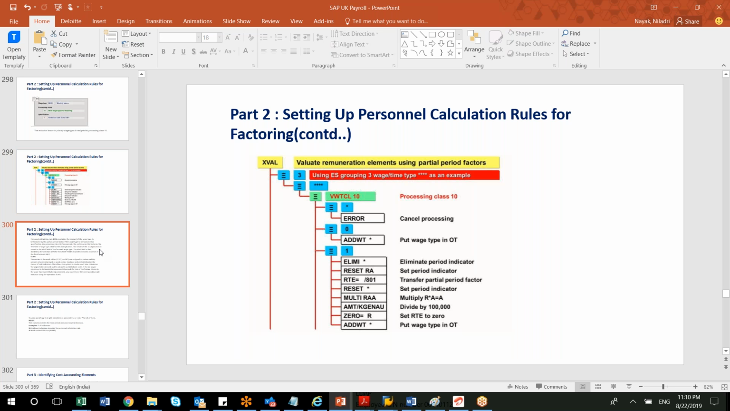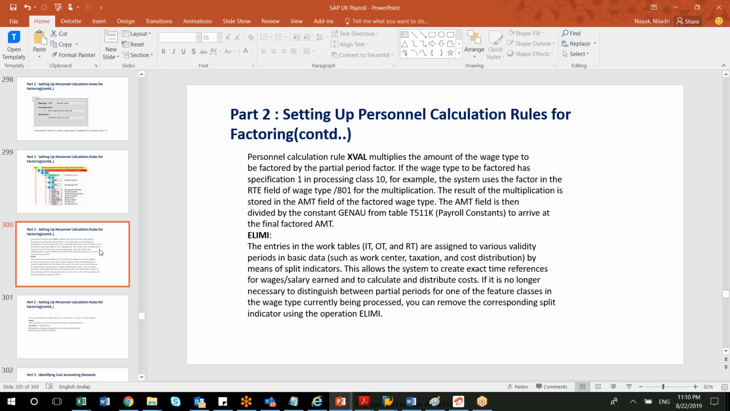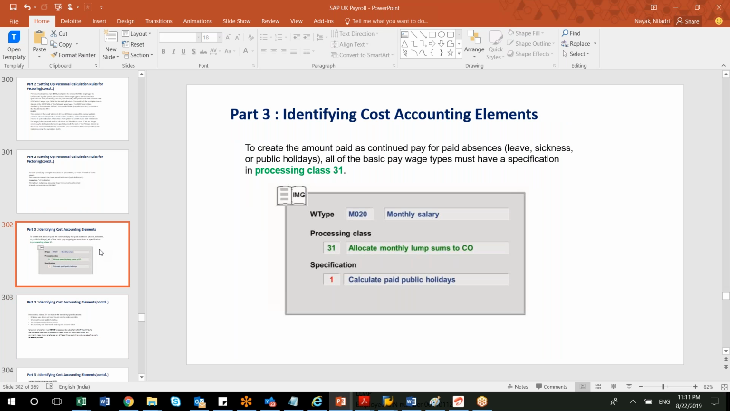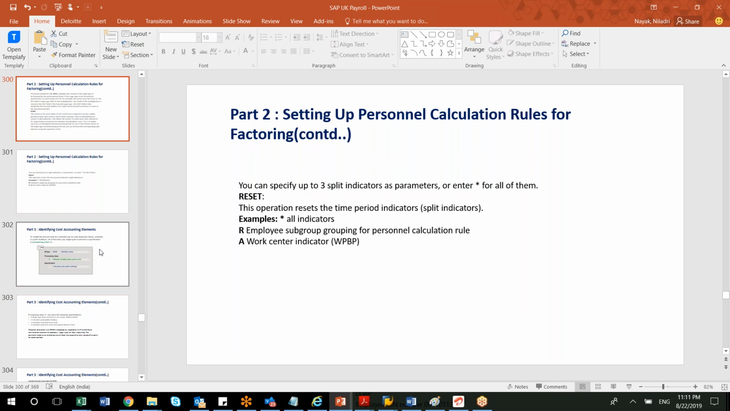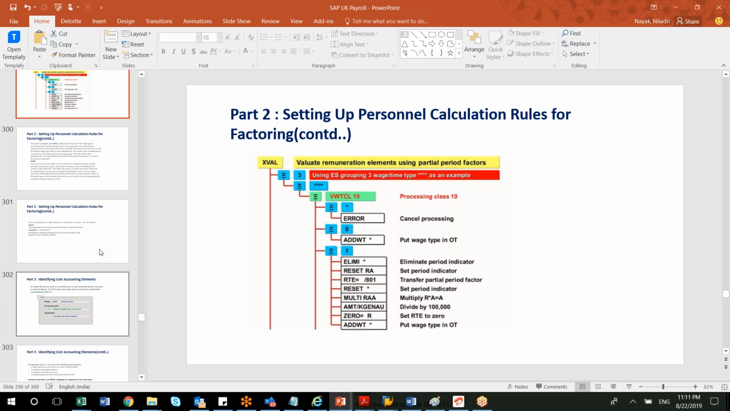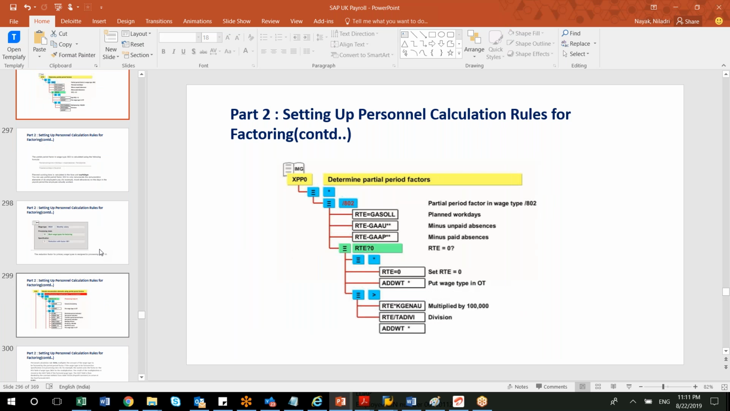We'll be seeing all these things in the next session. I've already explained processing class 31. But for these examples, once we have the system again, we'll run this cycle. In one cycle we'll see all this and how these values are calculated. In the meantime, you go through this.